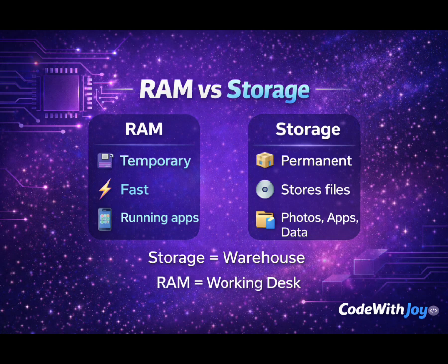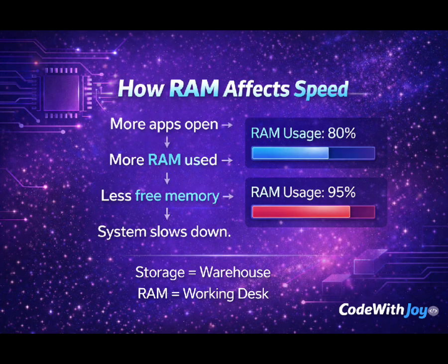Now many students confuse RAM with storage, but they are completely different. Storage is permanent memory. It stores your apps, photos, files, videos, and documents even when the system is turned off. RAM, on the other hand, is temporary memory. It only holds running apps and active processes. Think of it like this. Storage is a warehouse. RAM is your working desk. You don't work directly inside the warehouse. You take the files you need and place them on your desk so you can work faster. That desk is RAM.